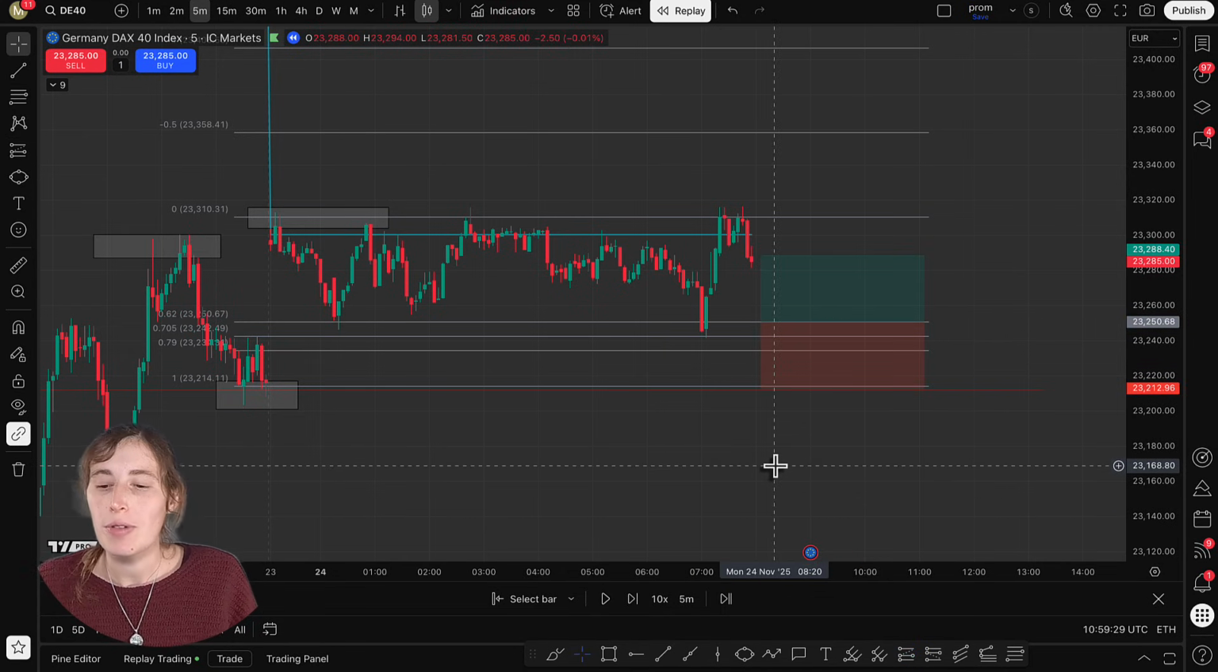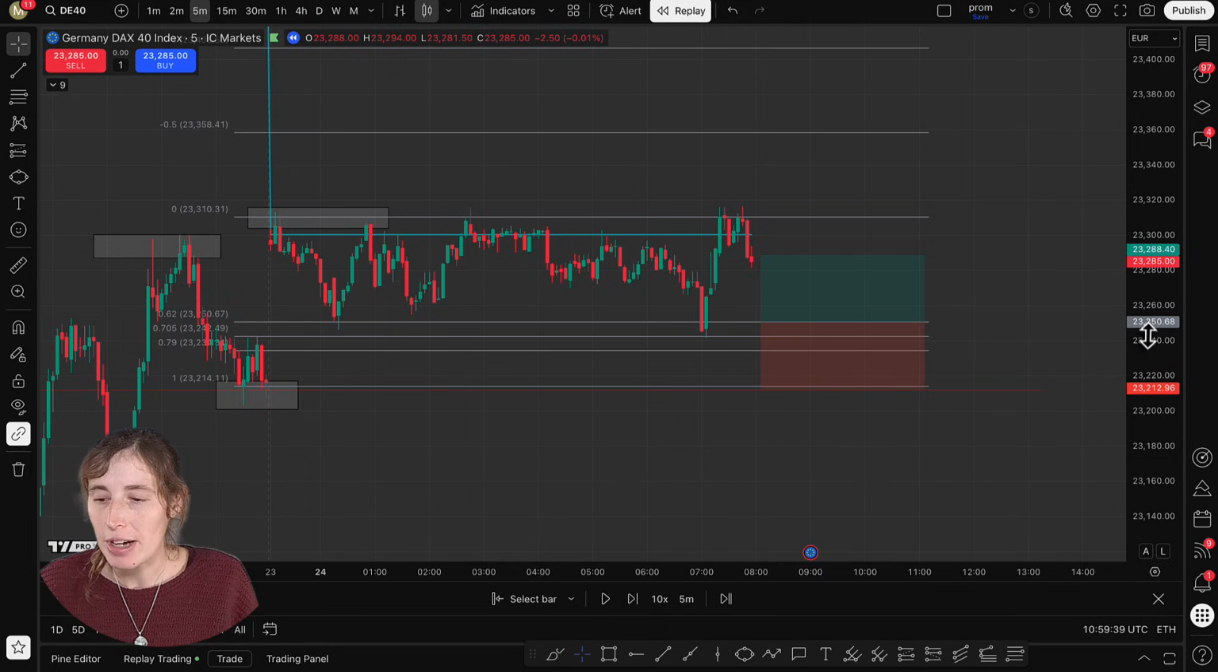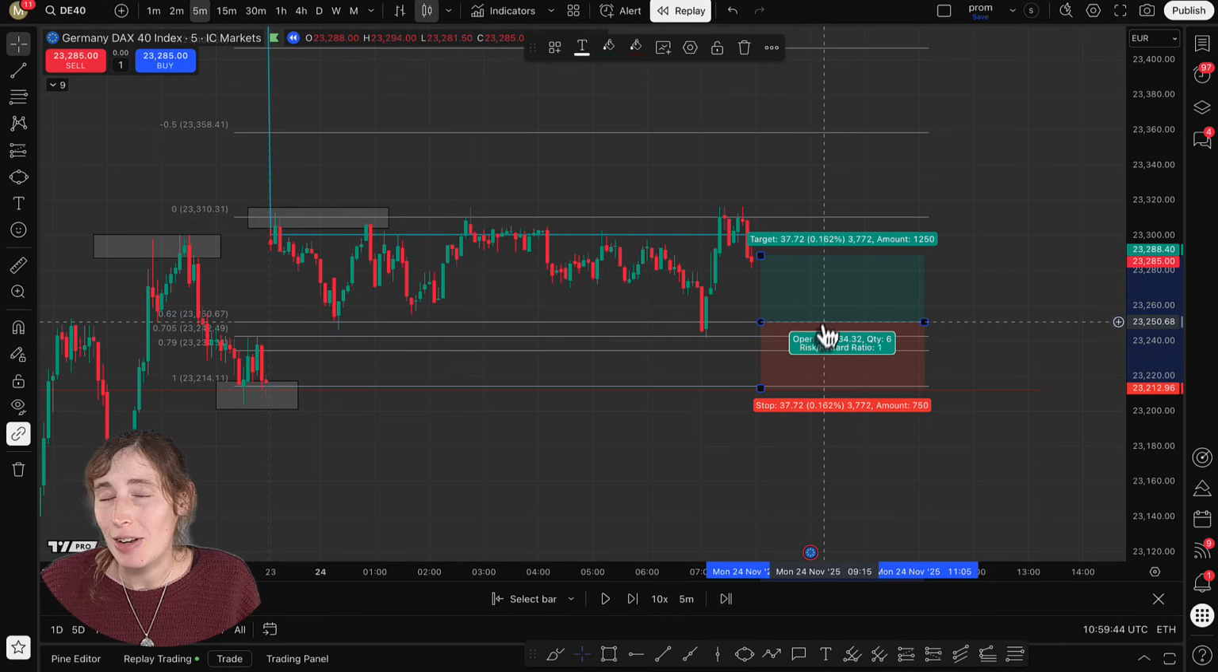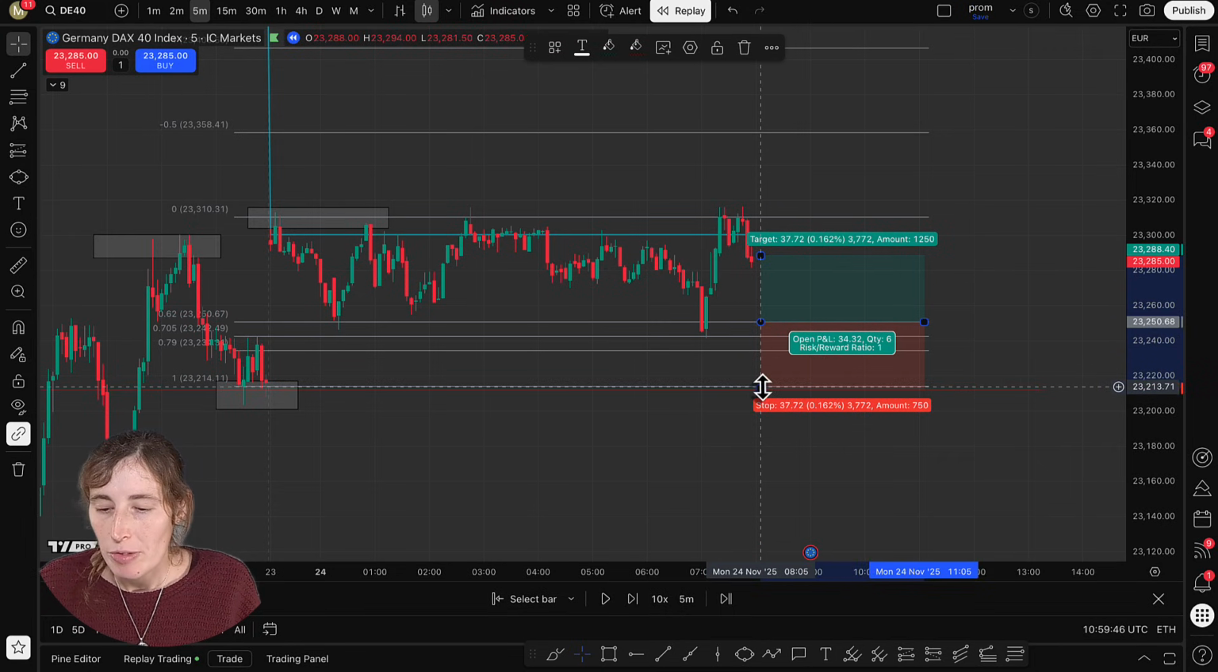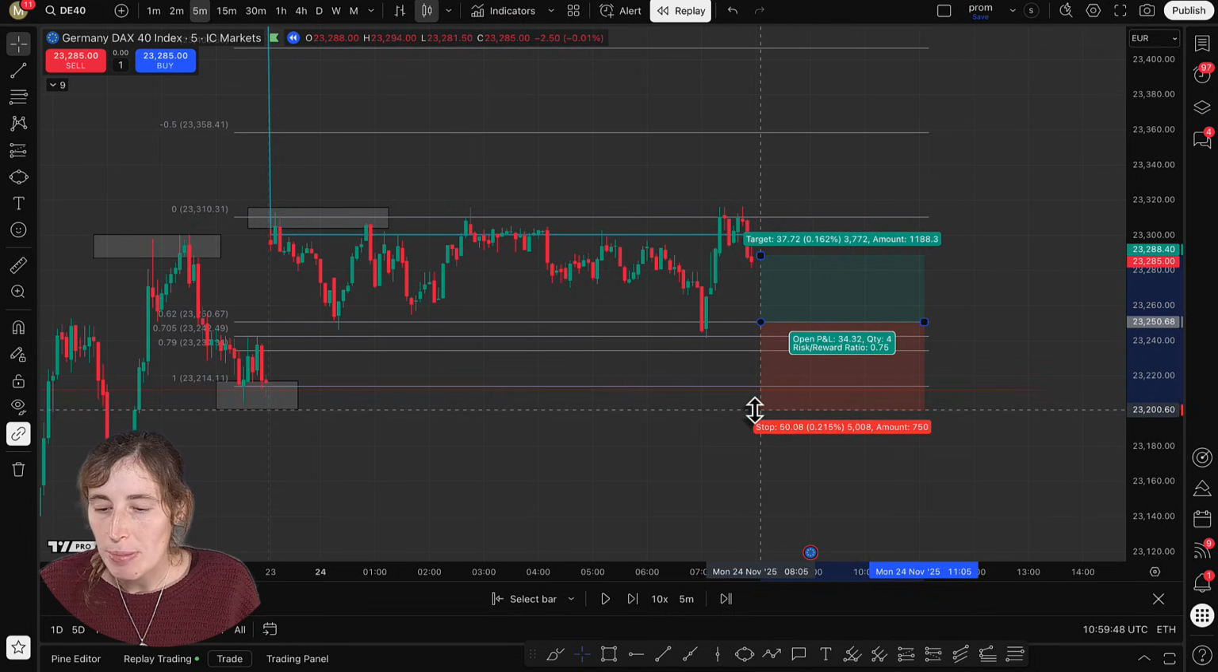Another area of confluence is the fact that it coincides with the institutional price levels. These are key levels located at the half and the whole dollar mark. In this case, $23,250. That is where I place my plan for a buy limit order. For my stop, I was using a 50 pip stop.